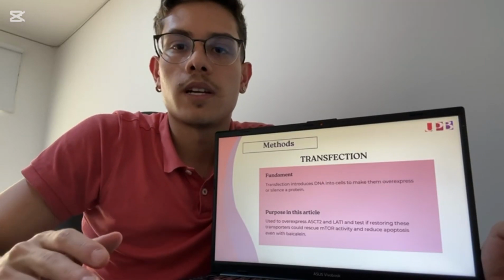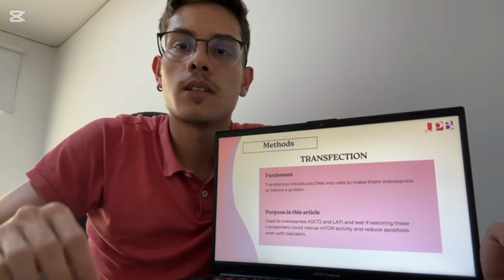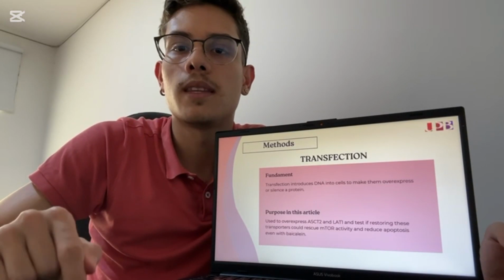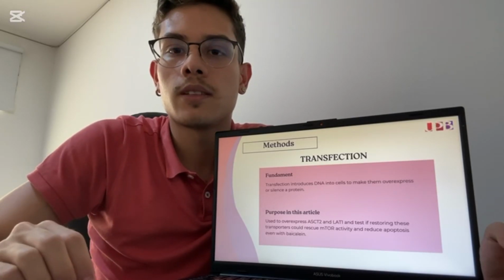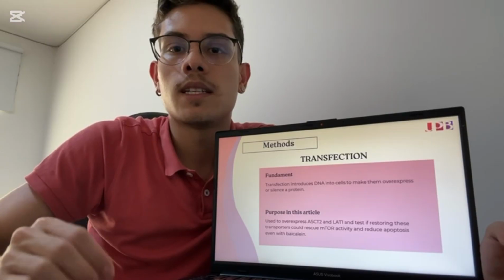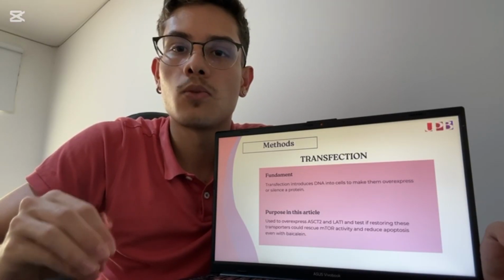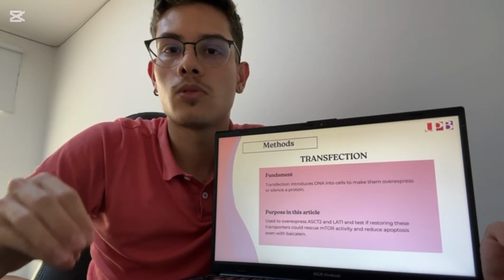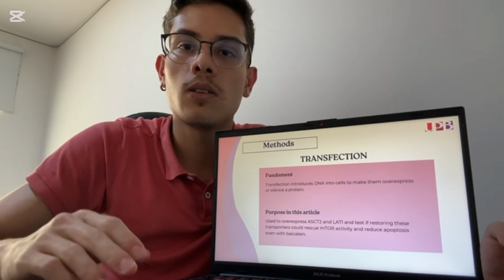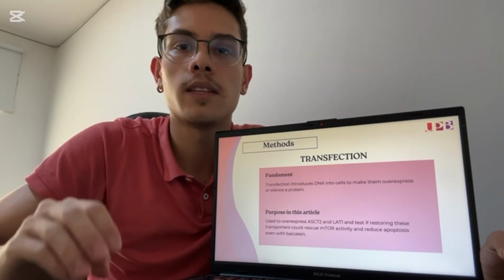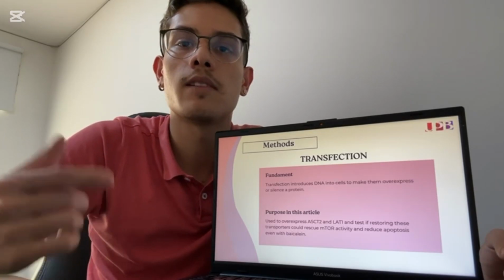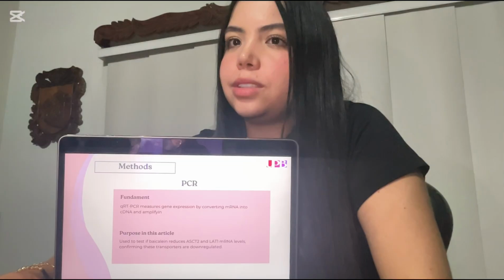The fundamentals of transfection: it introduces foreign DNA into cells, often using plasmids to make them overexpress or silence a target protein. The purpose in this study is that the cells were transfected with a plasmid to overexpress ASCT2 and LAT1. The goal was to test if restoring these transporters could rescue mTOR activity and block the apoptosis even in the presence of Baicalin.